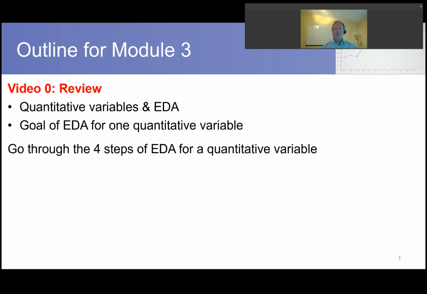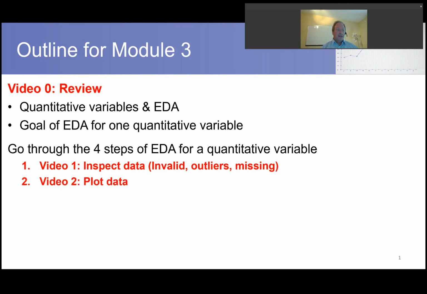Then I want to go through the 4 steps of how we do exploratory data analysis for a quantitative variable. Just like we did for a categorical variable, we have the same steps. We're first of all going to inspect the data, but we're going to find that at every step, quantitative data is more complicated than categorical. Even in the data inspection, we're going to see that understanding what is an outlier and what is an invalid data value can be tricky.